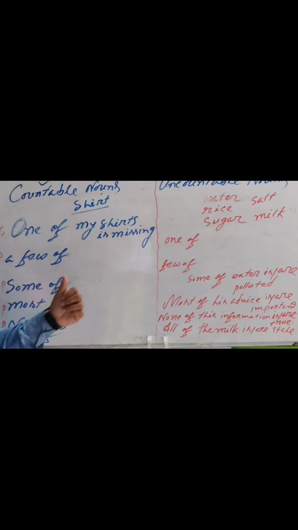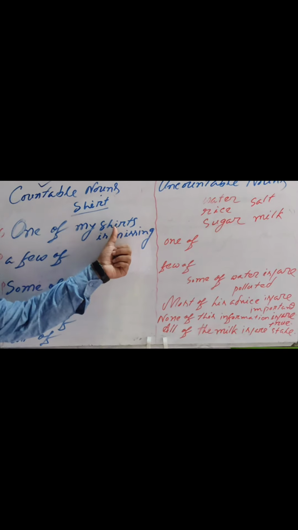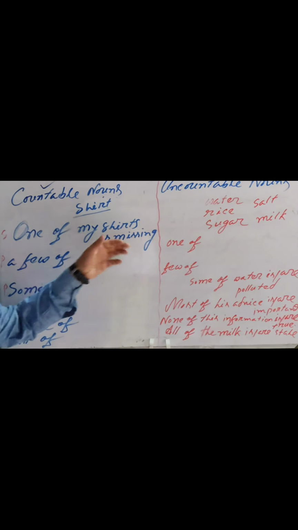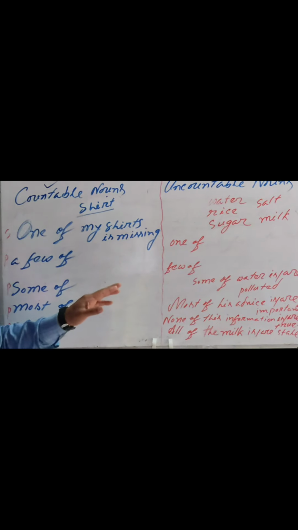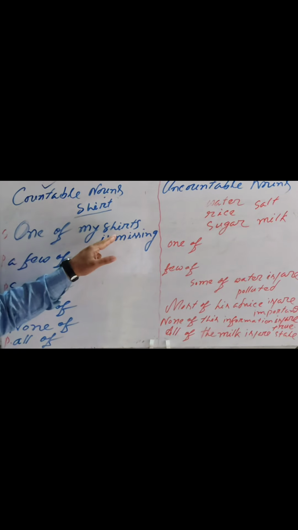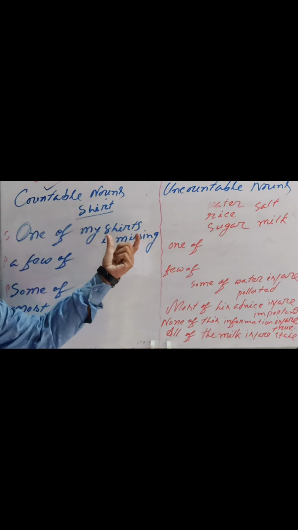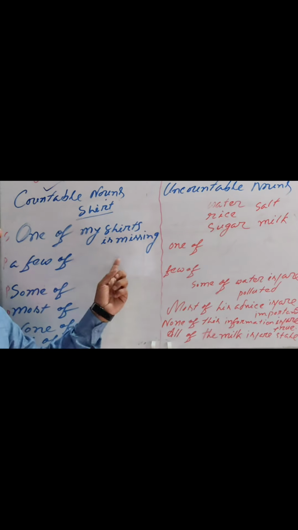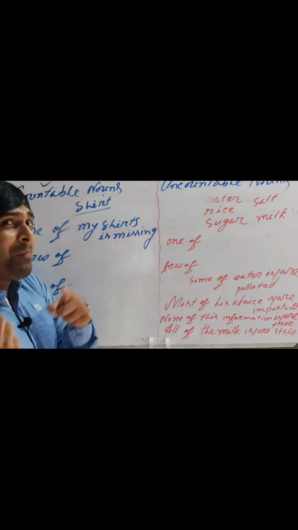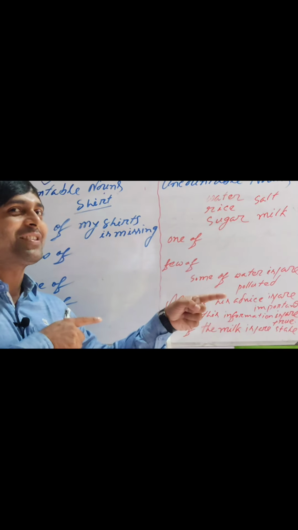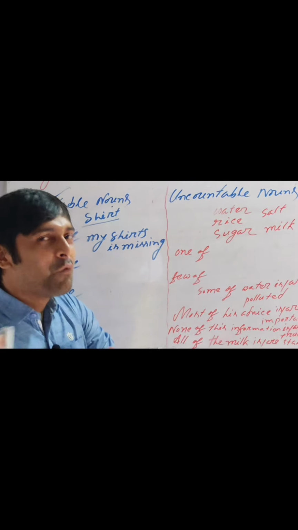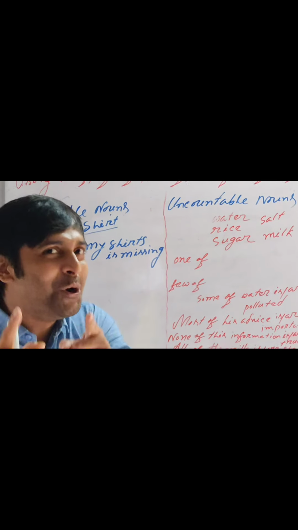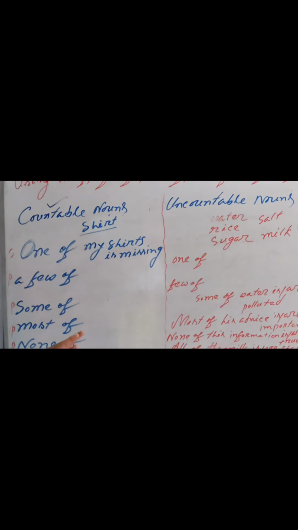One of my shirt: when I'm using a countable noun, of course that will be a plural noun. It's countable, that's why I can make this plural. One of my shirt or shirts? One of my shirts. One of my friend or one of my friends? One of my friends. One of my book or one of my books? One of my books. You are absolutely right. So I think you got the point.